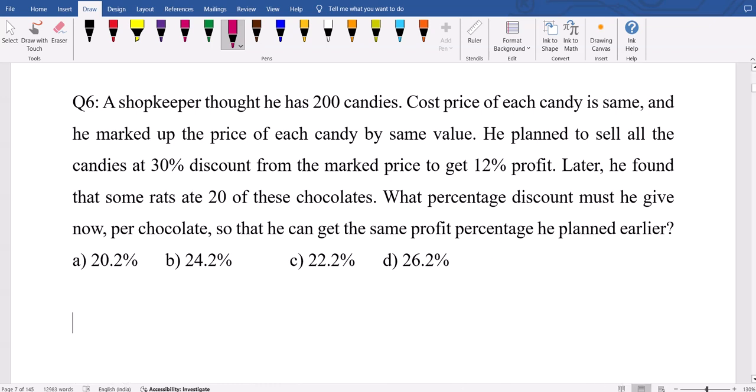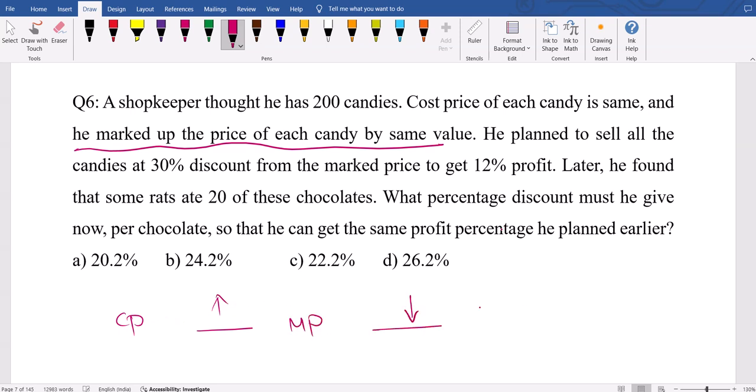Now, a serious question. A shopkeeper bought 200 candies. The cost price of each candy is the same, and he marked up the price of each candy by the same value. Markup means increased. The shopkeeper purchased, so after purchasing, definitely the price will be increased. That's what we call the marked price. Then people will get some discount, then we will sell the product. Depending on selling price and cost price, profit and loss will be decided.